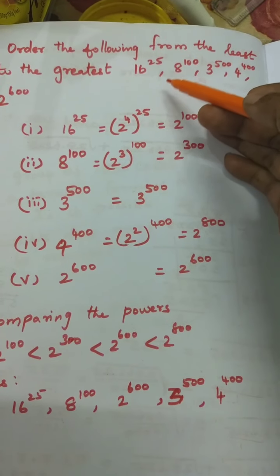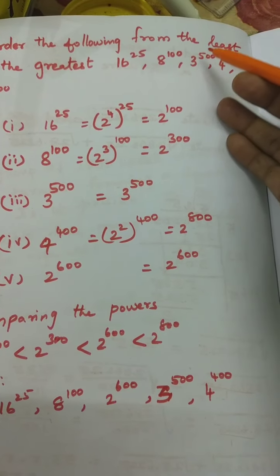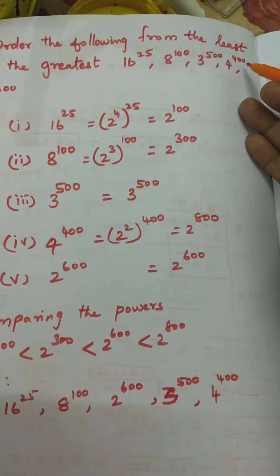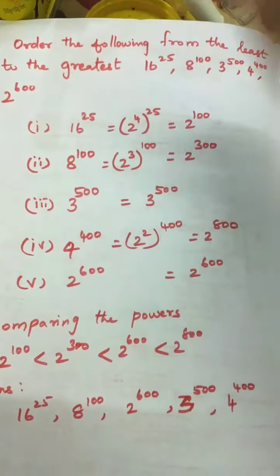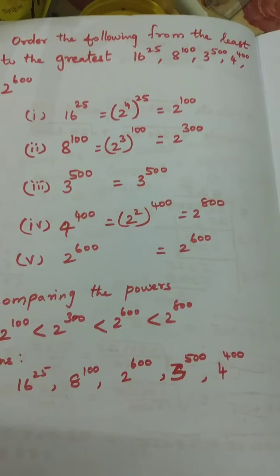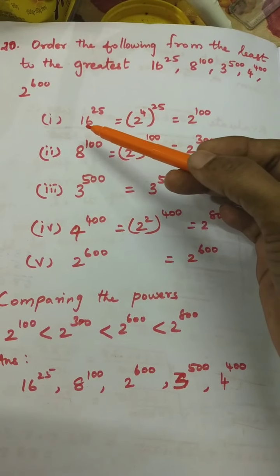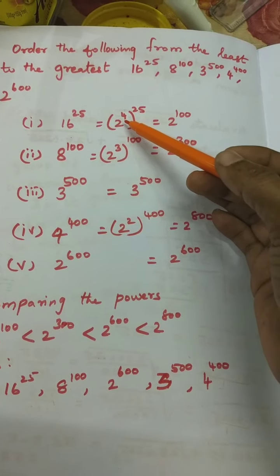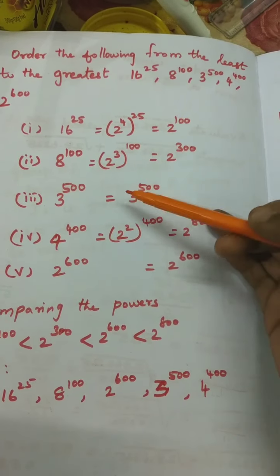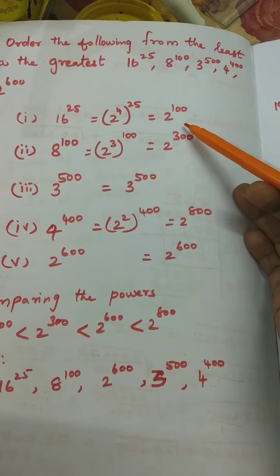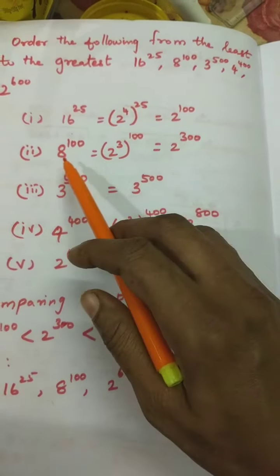And order the following from the least to the greatest: 16 power 25, 8 power 100, 3 power 500, 4 power 400 and also 2 power 600. One by one, simplify first. 16 you can write as 2 power 4, isn't it? The whole power 25. That is 4 25s are 100. Then 2 cube, the whole power 100, that is 2 power 300.